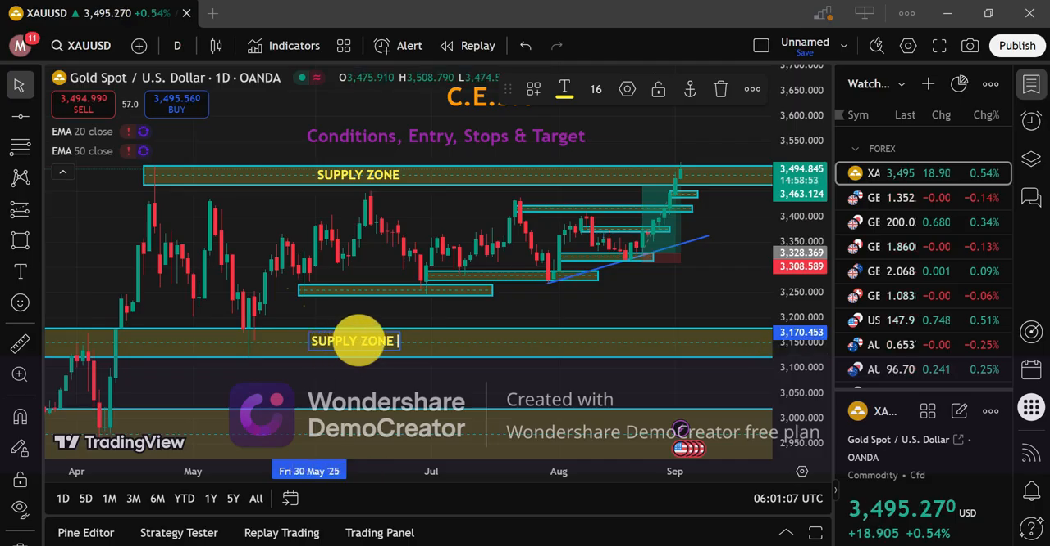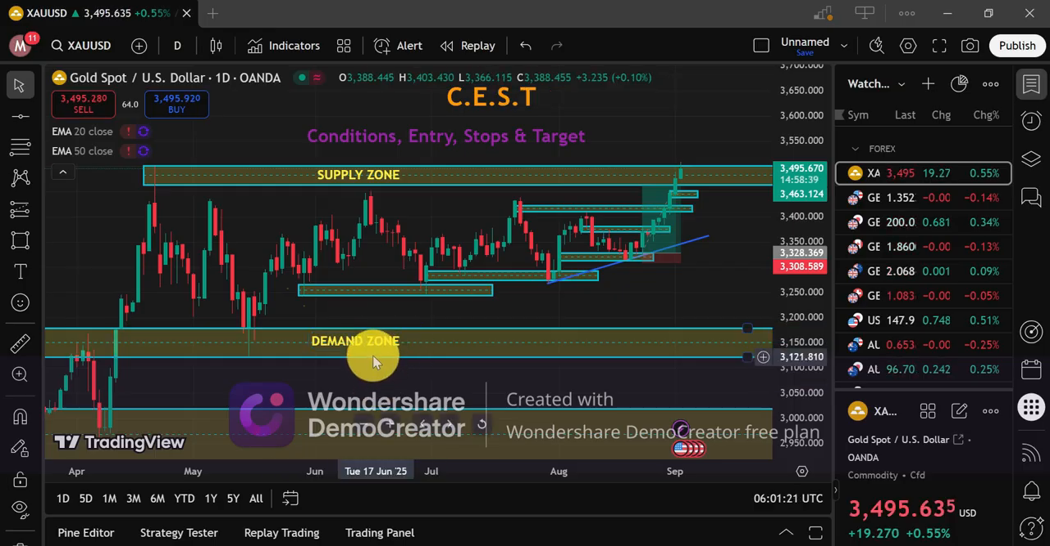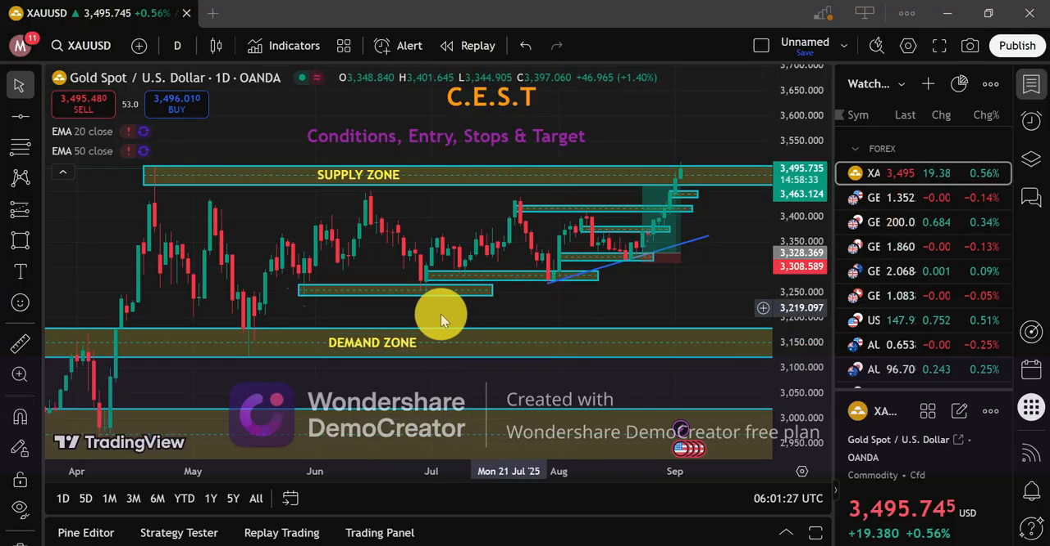Now, like I always say, when I come to the chart, what are the conditions? This is condition number one. I am identifying my zone on the higher time frame. This gives me a bigger picture of the areas I am expecting price to react from or to, depending on what I'm looking out for.